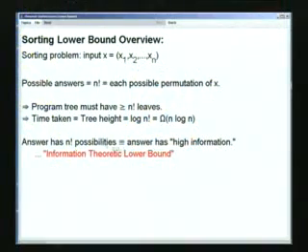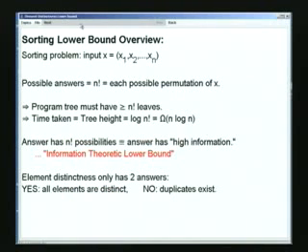Bounds of this kind, where we say that there are so many ways in which this variable can take a value, are called information theoretic lower bounds. So you will see this sorting lower bound often referred to as the information theoretic lower bound.